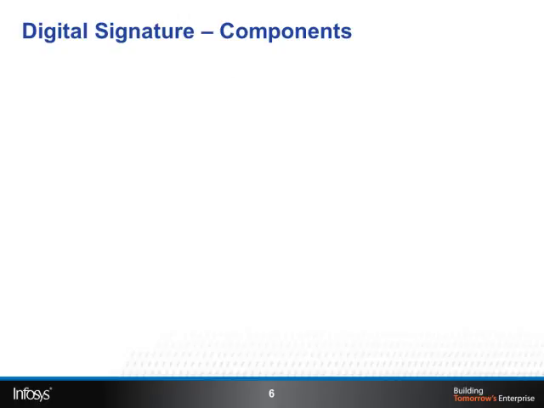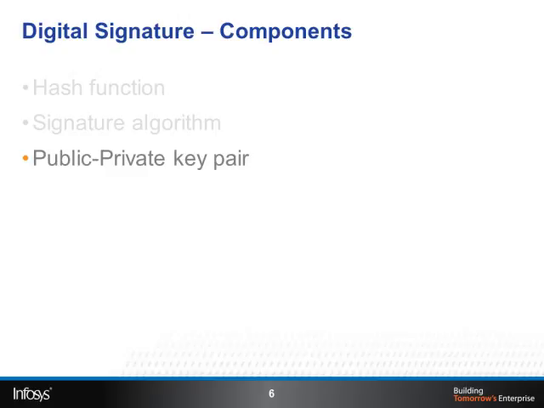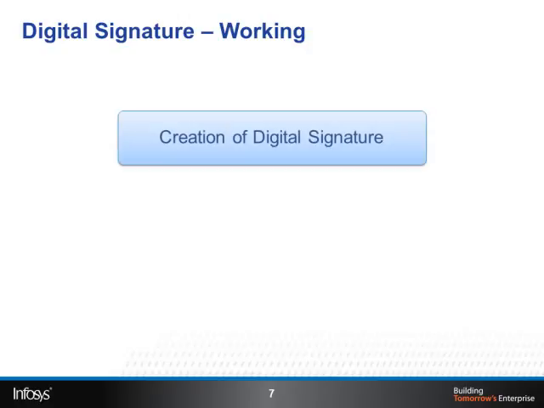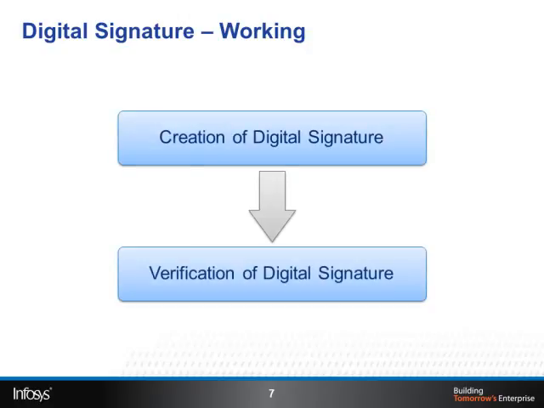The various components of digital signature include a hash function, a signature algorithm, and a public-private key pair. Let us understand in detail about each of these components. Usage of digital signature involves the steps of explicit creation and verification. These steps are facilitated by the components referred to earlier, that is hash function, signature algorithm, and public-private key pair.